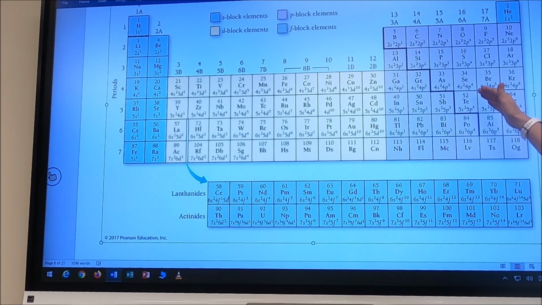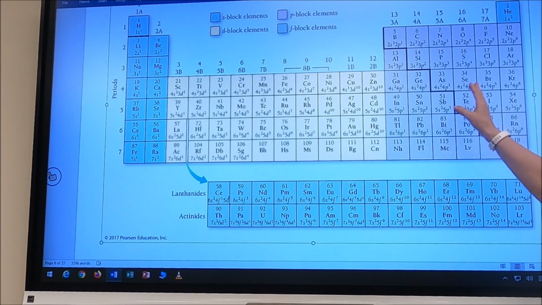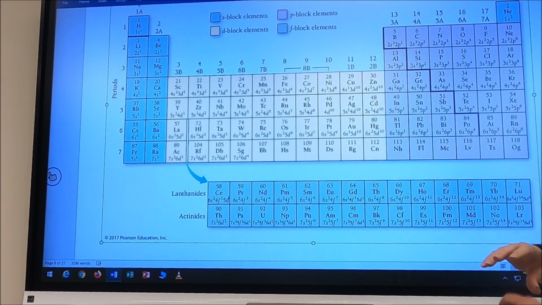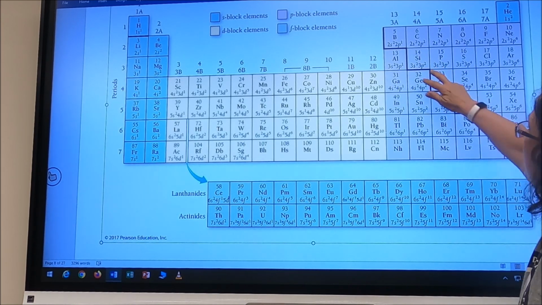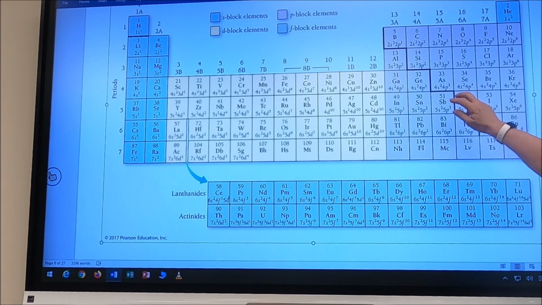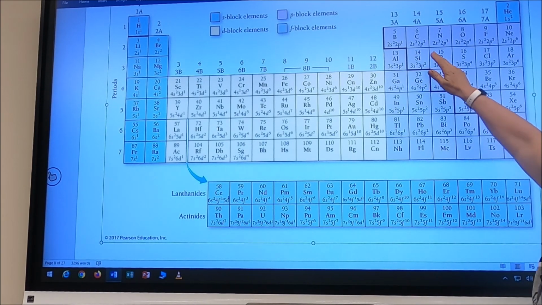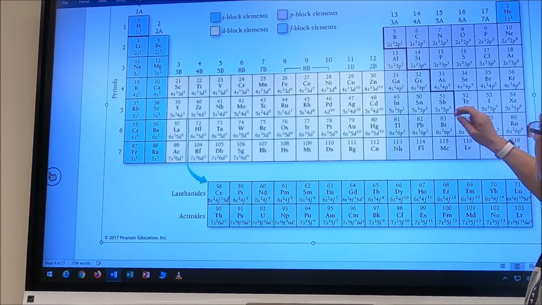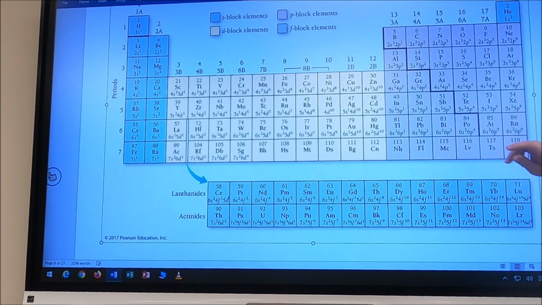And so they're brittle, they won't conduct electricity, and a lot of them are gases at room temperature. So they have very different properties in general from the metals. The metalloids have low melting points and low boiling points, relatively speaking. The metalloids, like silicon, germanium, arsenic, antimony, tellurium, astatine, have a mixture of properties.